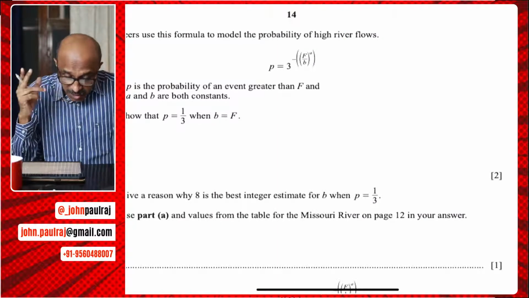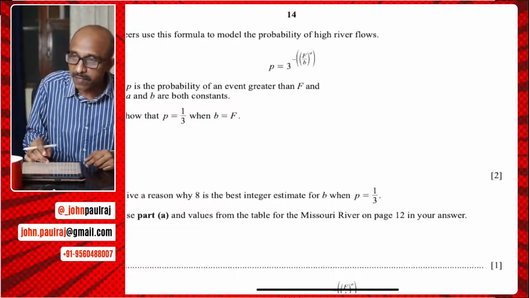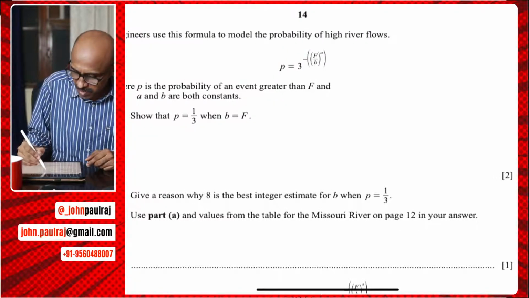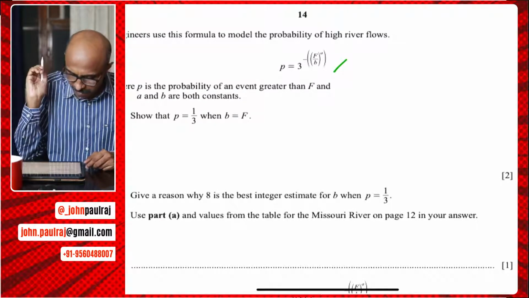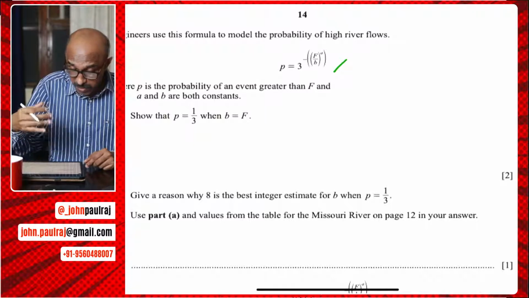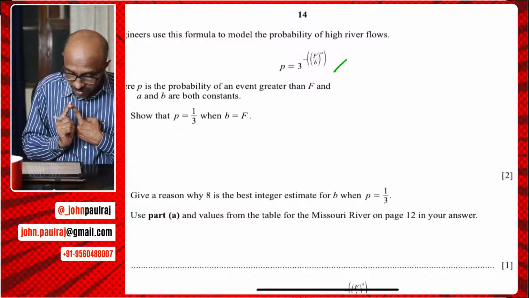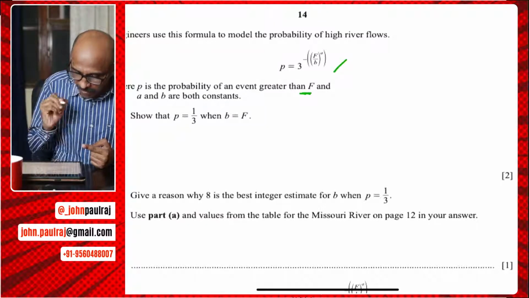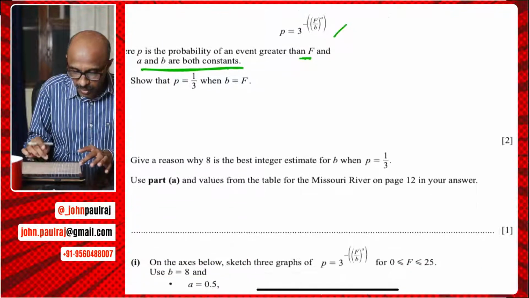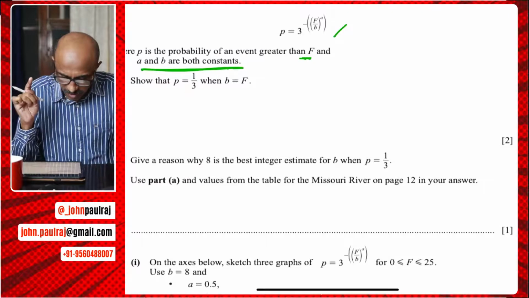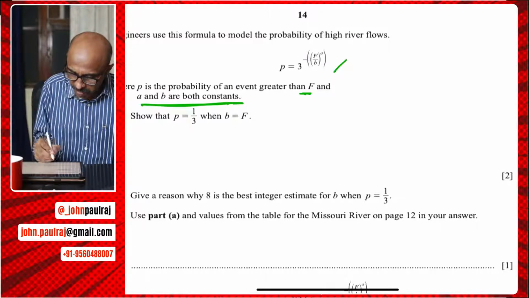Number 9. Engineers use this formula to model the probability of high river flows. There's a nice little formula here. It says P is equal to 3 to the power of negative F over B, and that to the power of A. P is the probability of an event greater than capital F. That's the flow. Remember, F is the flow, and A and B are both constants. Part A says we need to show that P equals 1/3 when B equals F. Let's start with that.